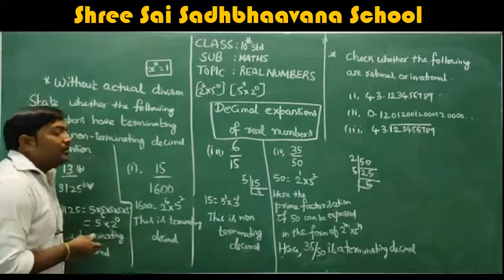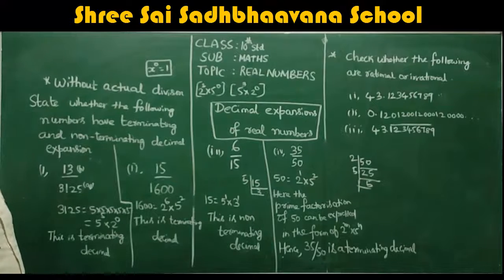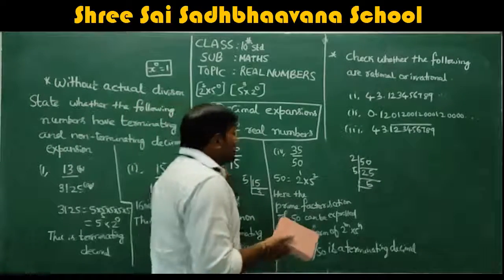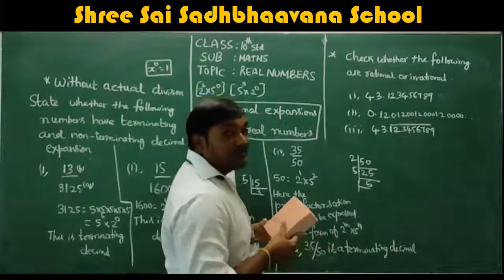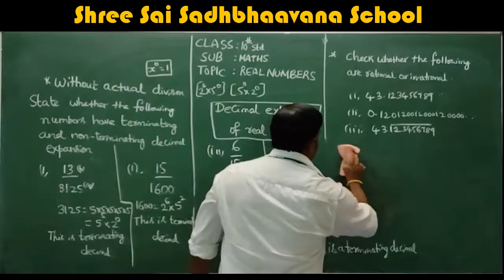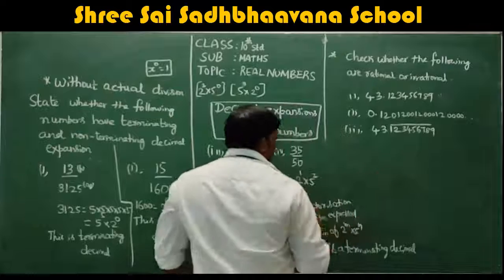Remember this carefully. You should have 2 alone or 5 alone or 2 and 5 both. Only these 3 cases are allowed. If you have any other prime factors than this, definitely you can conclude that it is a non-terminating decimal. Guys, you can check by division. You can verify this by division also. You will get the same answer. I hope you understood this clearly.